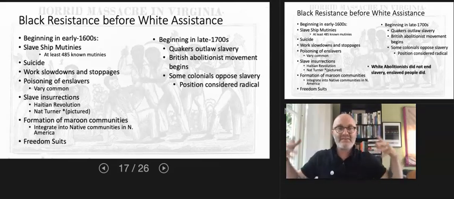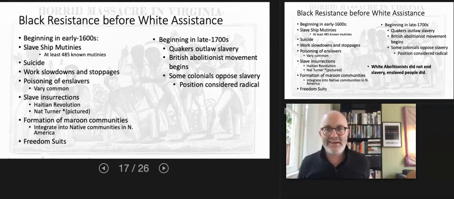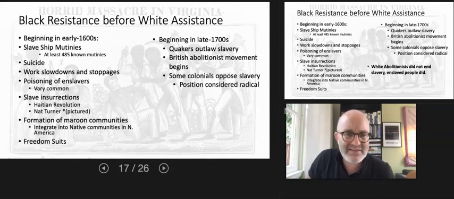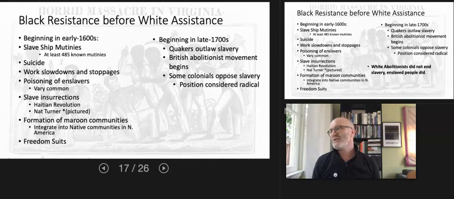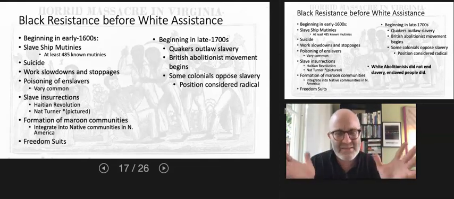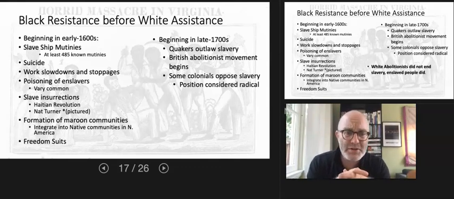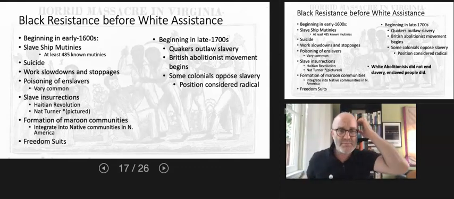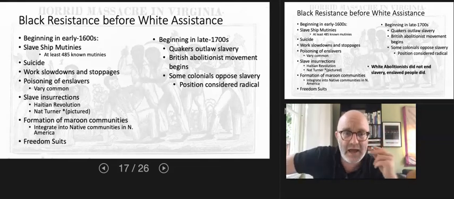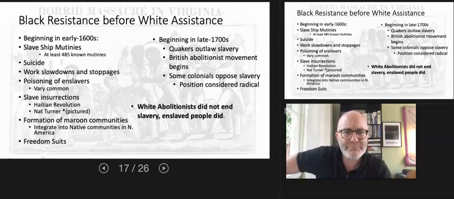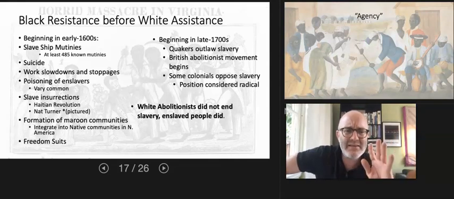Meanwhile, the white resistance comes late, right? Quakers outlaw slavery during the American Revolution, I think 1776. The British abolitionist movement begins in the 1790s and runs into the 1820s and 30s. Some colonials oppose slavery, others don't. It's considered pretty radical if you're white and you support abolition. And even most abolitionists say, let's ship enslaved laborers back to Africa. So again, white abolitionists do not end slavery, right?